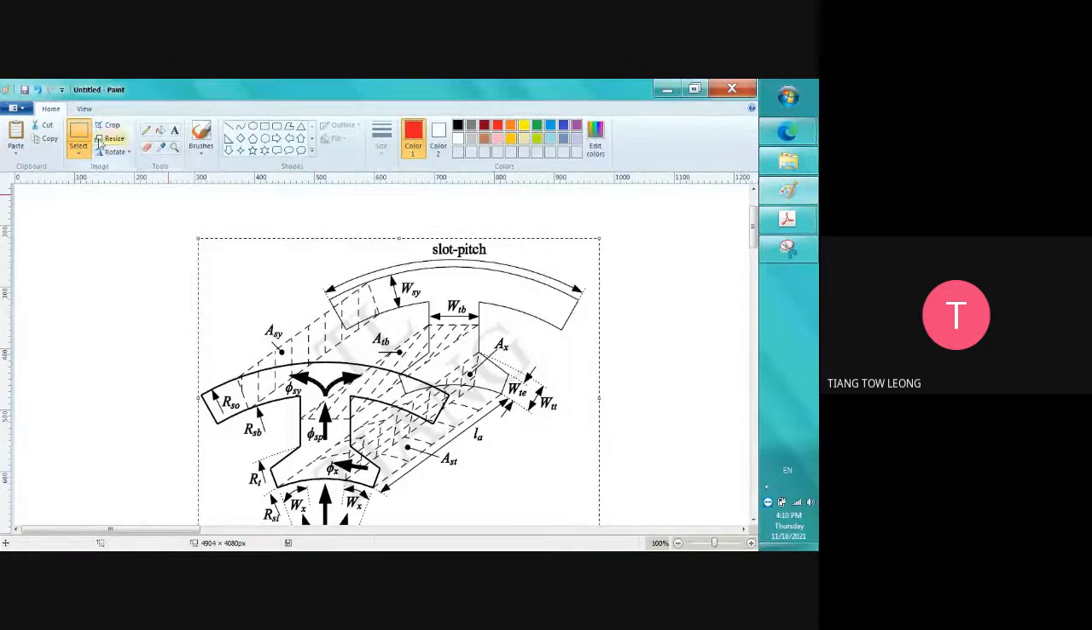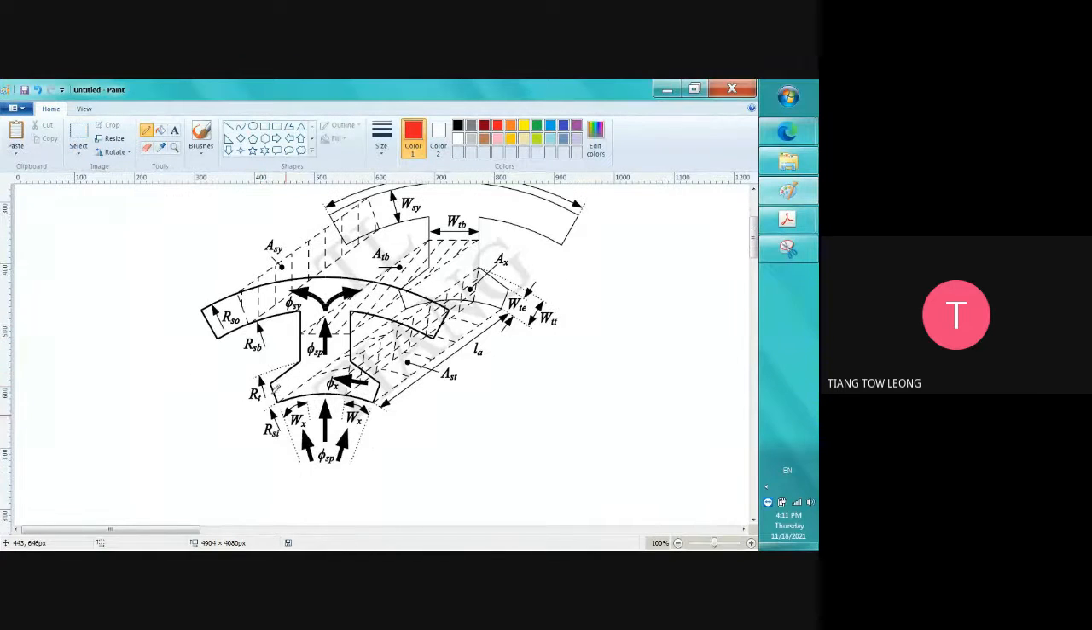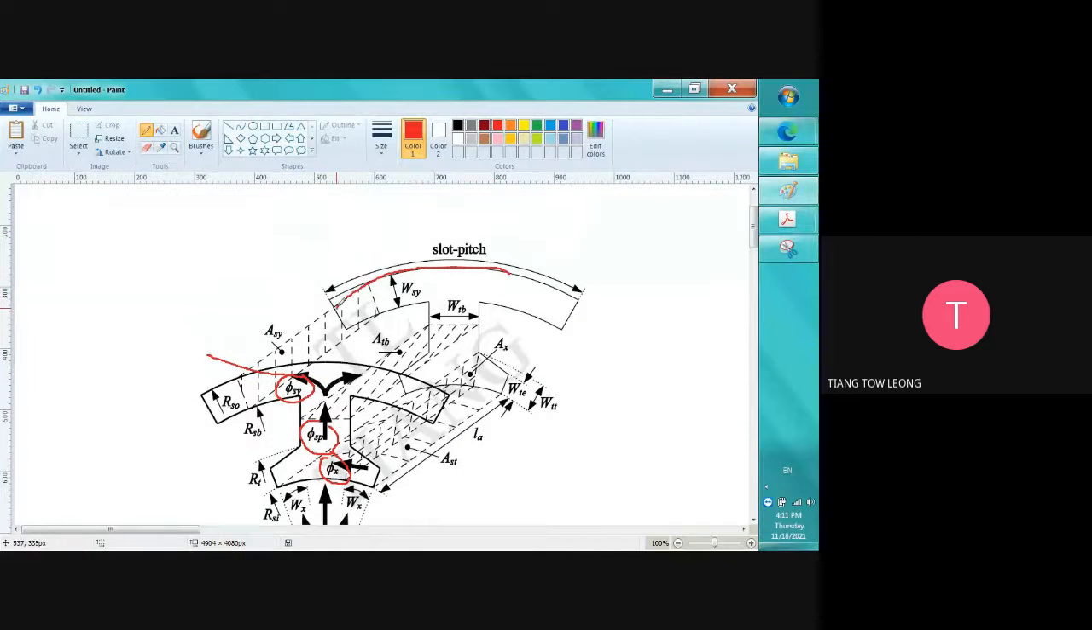And then this one is the flux for the stator pole. And then this is the flux for the X, which means just a random number. And then this is the flux for the stator pole, same. Then the flux for the stator yoke, because this part is called the stator yoke.